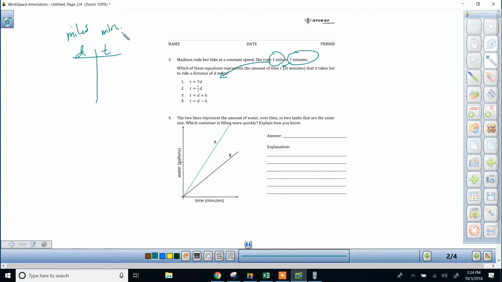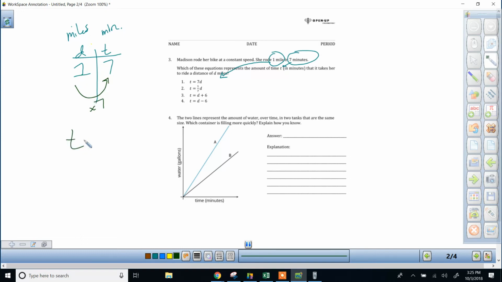And I would recommend telling me what each variable is in your table. That way you can make a clear connection when you're trying to think about which of the equations it matches. So 1 mile in 7 minutes, that means that we multiply what variable by 7 to get the other? Well, clearly we multiply D, the miles, by 7 to get T.